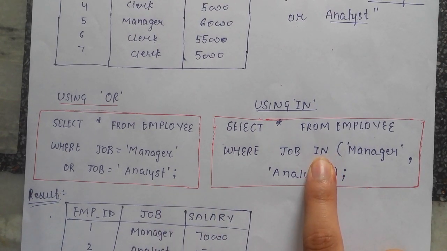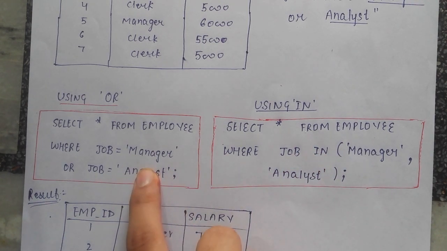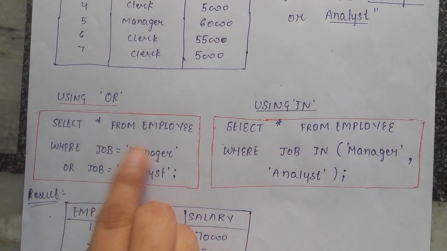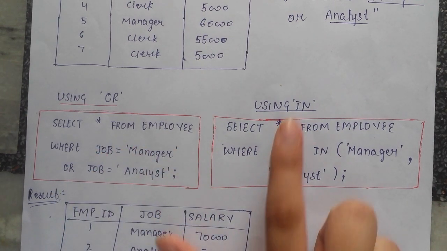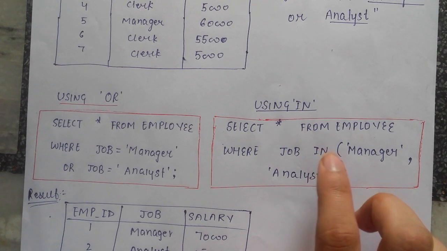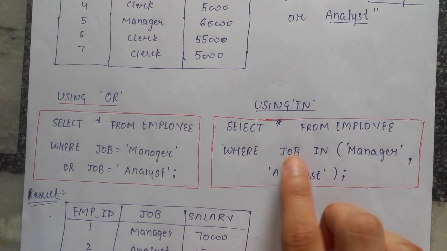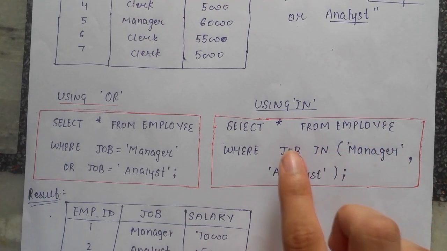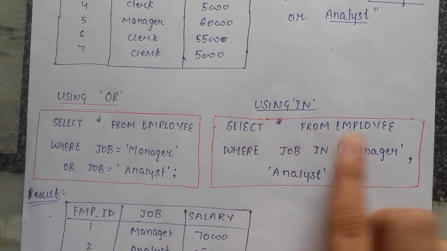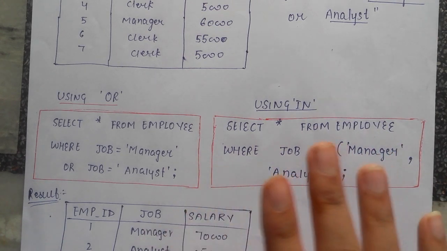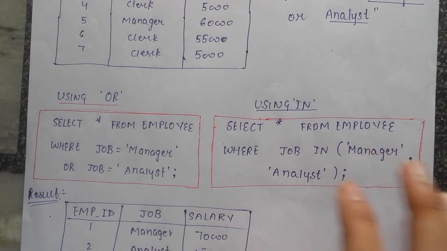In this, we write the job only one time, and then we declare all the professions. Although it can also be performed using the OR operator, we always prefer IN, because we just mention the name of the column and all the options that come under that column. For example: select star from employee where job in manager and analyst. So it will select all the employees whose jobs are either manager or analyst.